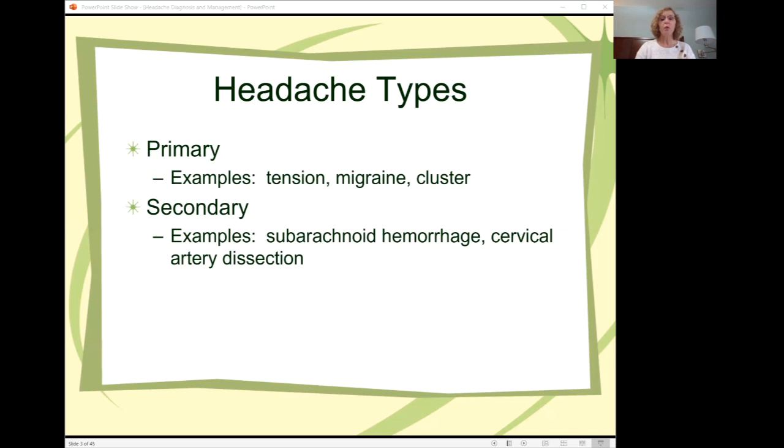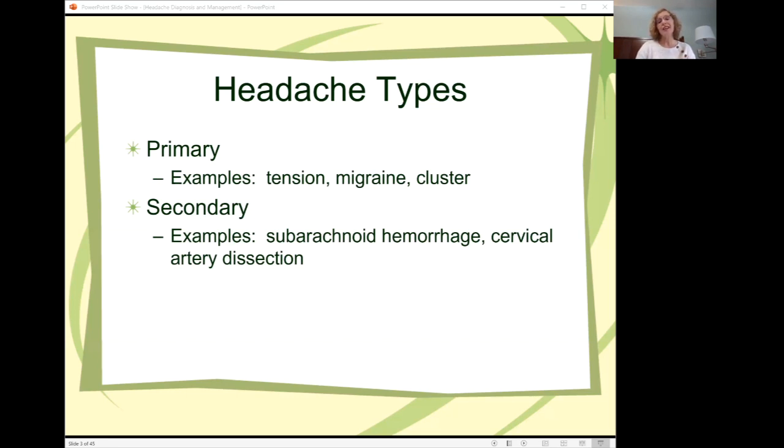90% of headaches are primary headaches, meaning that the headache has no known underlying cause. The three main types of primary headaches are tension headaches, migraine headaches, and trigeminal cephalgias, of which the most common type is a cluster headache. Primary headaches do not need any additional workup, such as neuroimaging.